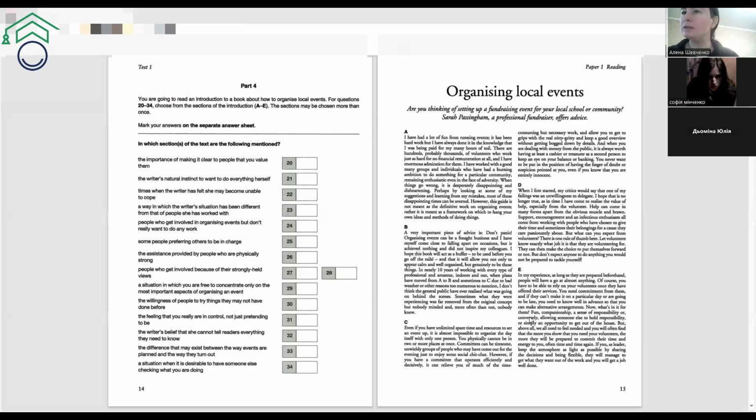Fun, companionship, a sense of responsibility, or conversely, allowing someone else to hold responsibility, or simply an opportunity to get out of the house. Yeah, right. And the last one that refers to part E is number 30, the willingness of people to try things they may not have done before.